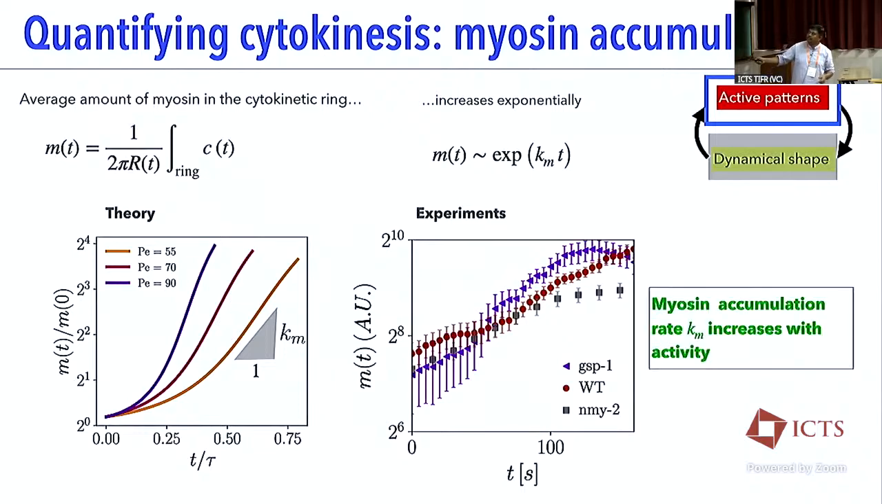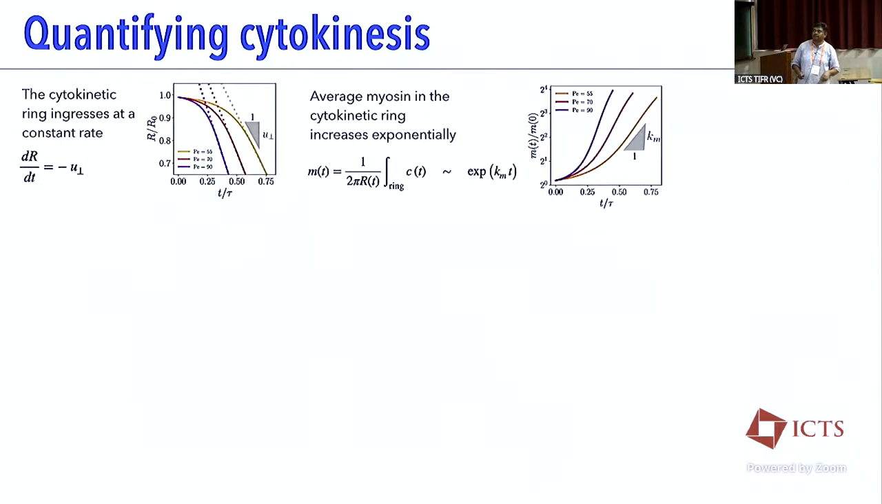So the myosin accumulation rate, the Km, the prediction from both the theory and the observation from the experiment is that it increases with activity. Higher the activity, faster the accumulation of myosin in the ring. But remember, faster the accumulation, faster the ingression, because there's a positive feedback that's coming up. So there's the rate at which the radius changes and there's the rate at which the myosin ingresses.